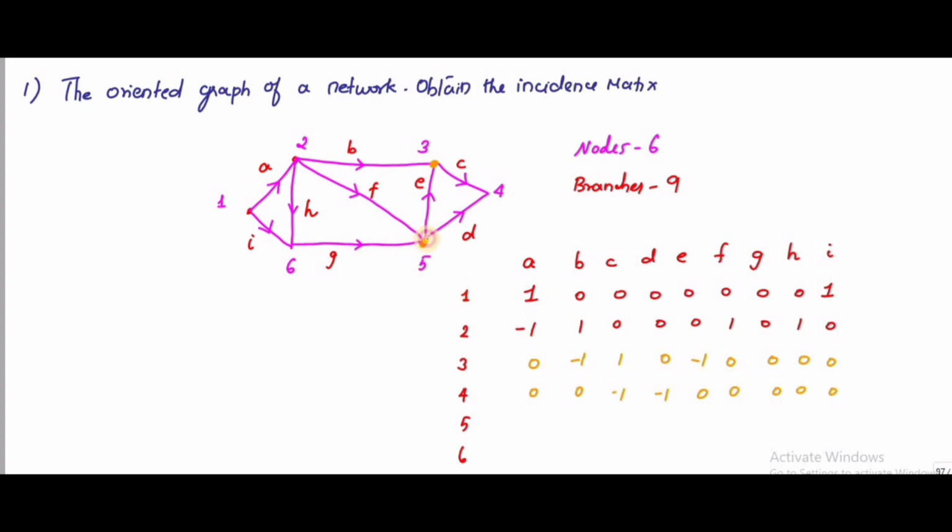And for 5, you can see F and G are incoming, and E and D are outgoing from 5. Next, 6. For 6, F is incoming, so it is -1, right? G and I are incoming and G is outgoing, right?